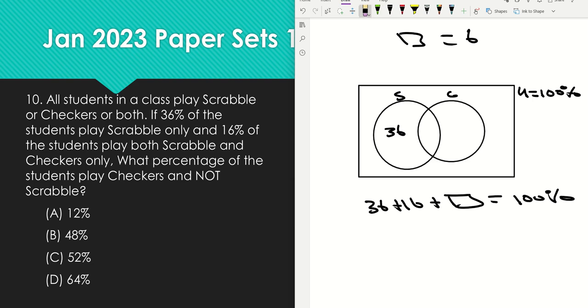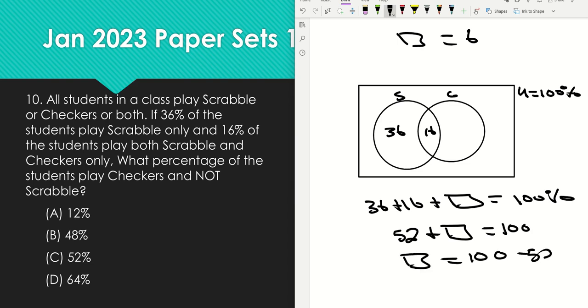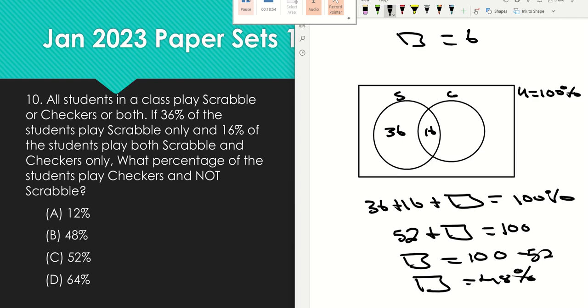They said 36% of the students play Scrabble only, and 16% of the students play Scrabble and checkers. So 16 is here. So 36 plus 16 plus checkers only is equal to 100. Same process: 6 and 6 is 12, 3 and 1 is 4, 5, that's 52, plus something is equal to 100. So the something is equal to 100 minus 52, which is 48%. So my answer for this would be B. And that is how you would do this question.